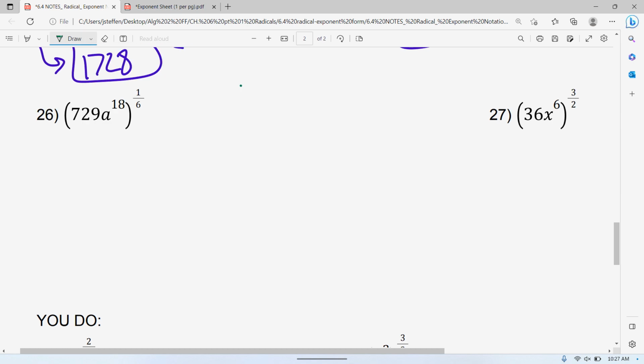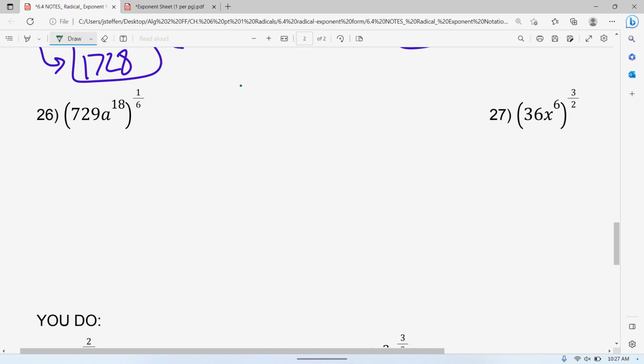So this next one, we have 729a to the 18th, all raised to the 1/6. Now here's the thing with this one. This is the hardest one of today, in my opinion. It's the same concept, the same common mistake on the sum and difference of cubes we did earlier.